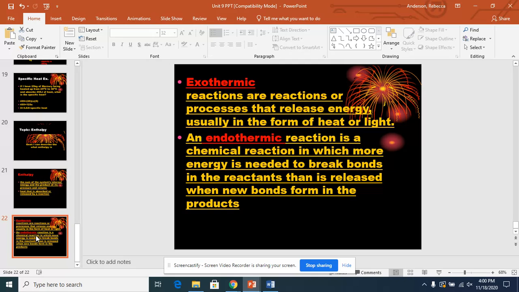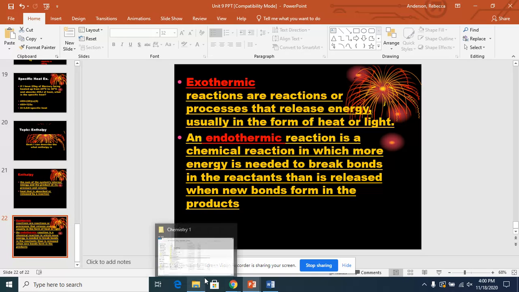If you do baking soda and vinegar and you were to touch that, or touch the bowl it's in, you will realize it is colder because it uses that heat. It sucks that heat in, makes everything around it colder. Exothermic releases that heat, so that's like your fire, your explosions, it gets hot. And that's because it is releasing that energy in the form of heat.